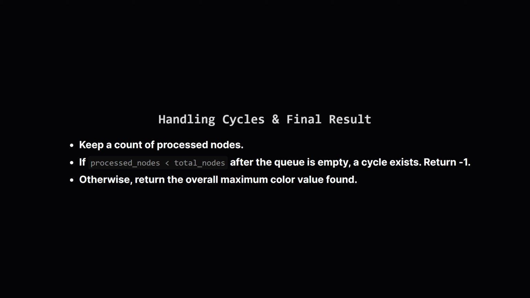We also need to count how many nodes we successfully process from the queue. If, after the queue becomes empty, the number of processed nodes is less than the total number of nodes in the graph, it means some nodes were unreachable, because they were part of a cycle.